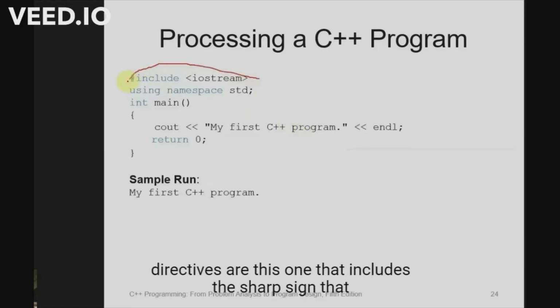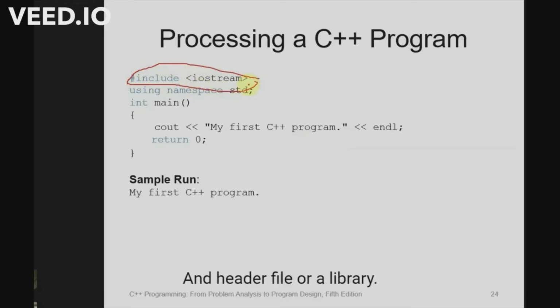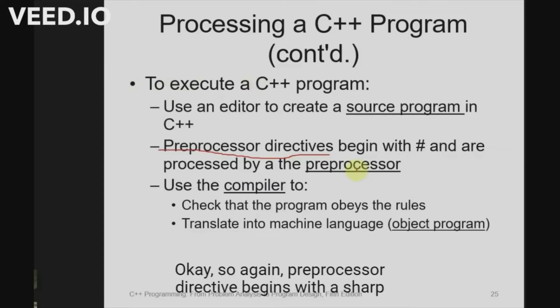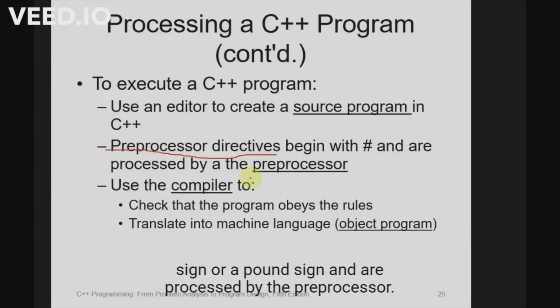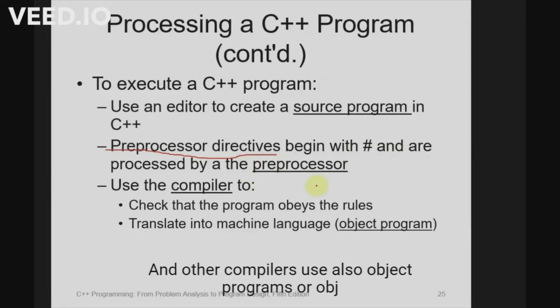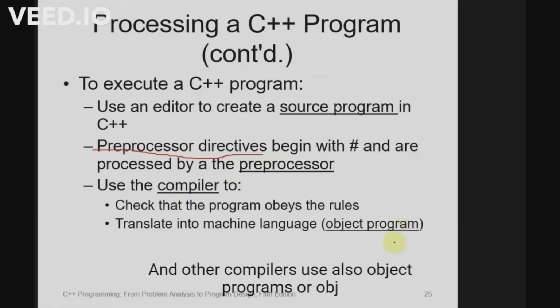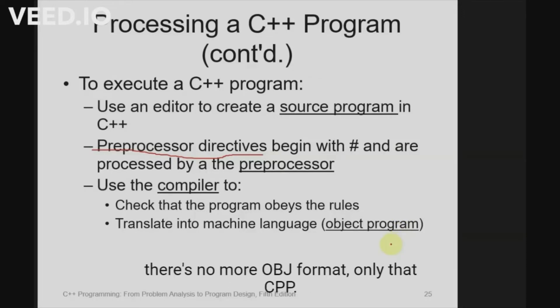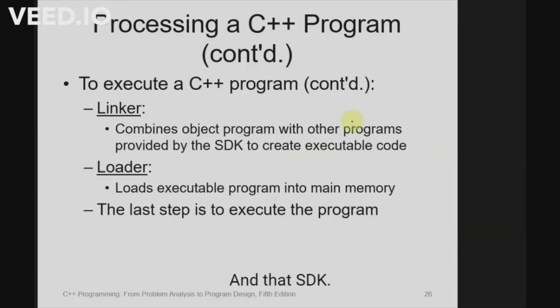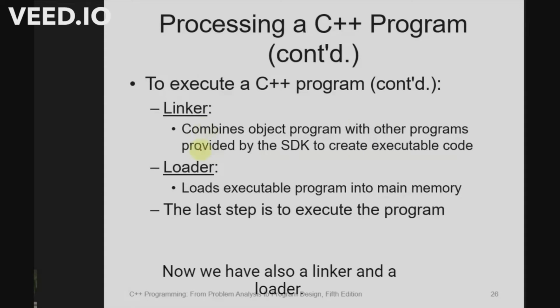Preprocessor directives are these ones, which include the sharp sign, some syntax, and a header file or a library. Again, a preprocessor directive begins with a sharp sign or pound sign and is processed by the preprocessor. Other compilers also use object programs or OBJ. But in our case, since we're going to deal with Dev C++, there's no OBJ format, only .cpp and .exe.